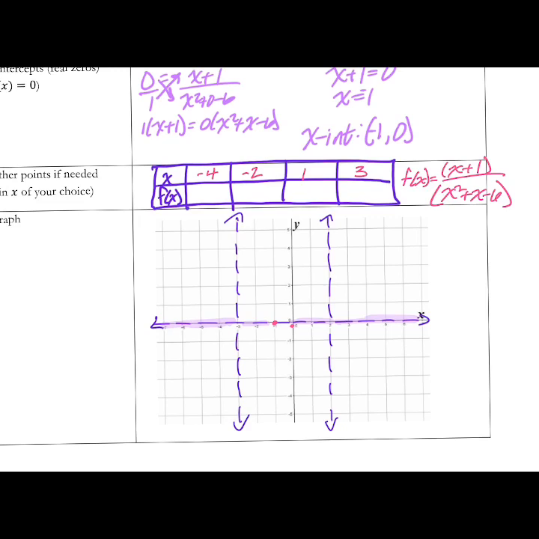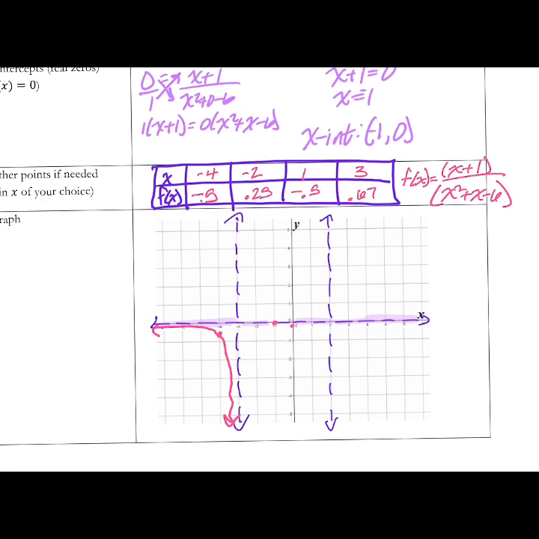So if I plug in negative 4, I am going to get negative 0.5. And if I plug in negative 2, I'm going to get 0.25. And if I plug in 1, I'm going to get negative 0.5. And if I plug in 3, I'm going to get 0.67. Okay, so now I'm going to graph these points. So I've got negative 4, negative 0.5, so that's underneath. And it's going to look like this.